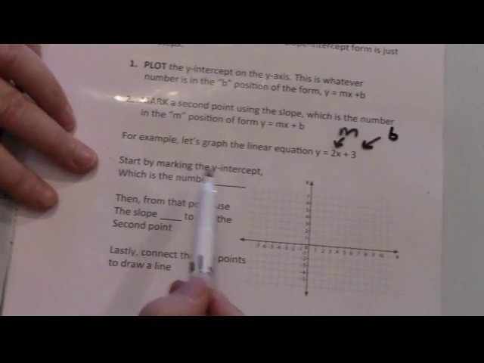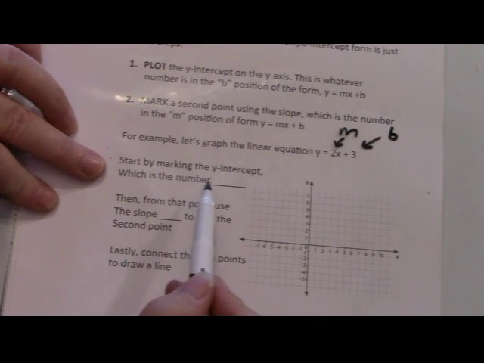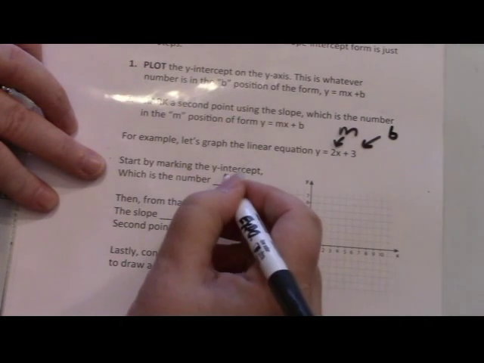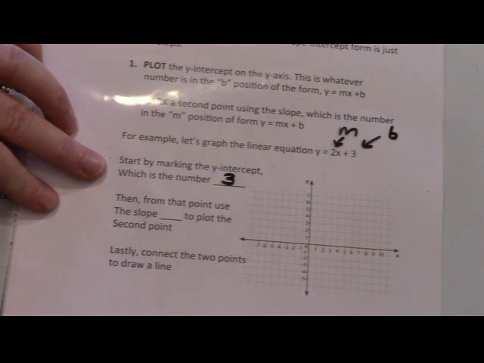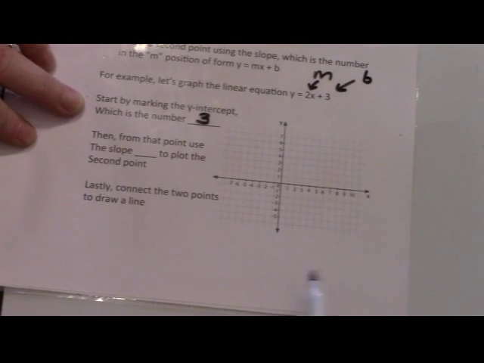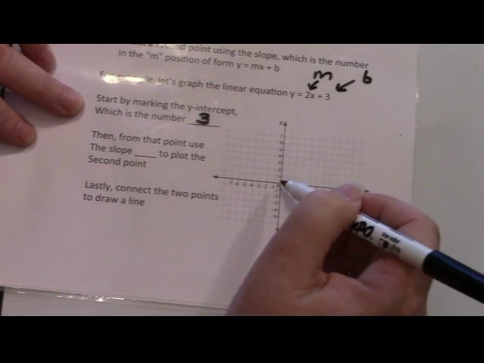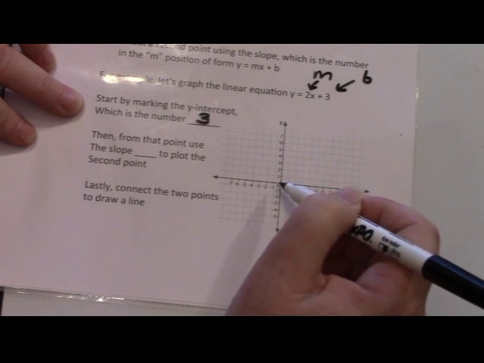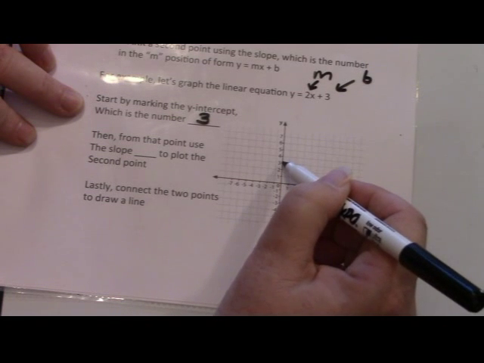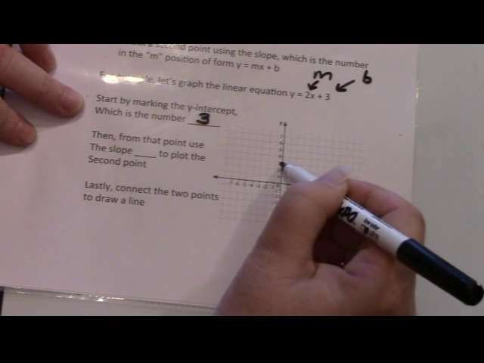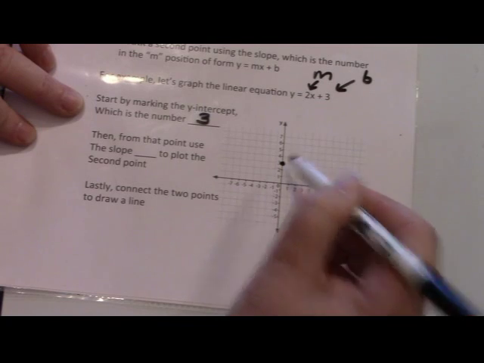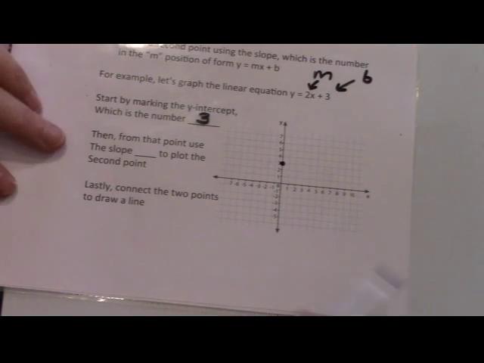So start by marking the y-intercept, which is the number what? We just looked at it. It's the number 3. Well, our y-axis is the one that goes up and down. So we're going to mark it at a positive 3, which means from our origin, we're going to go up 3. 1, 2, 3. And we are going to put a dot there. We're not doing a coordinate, so we're just going to put our dot right there.